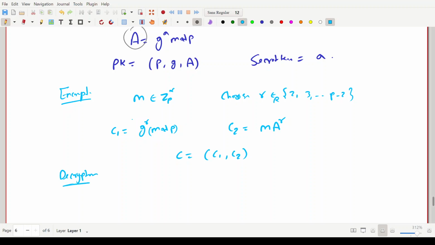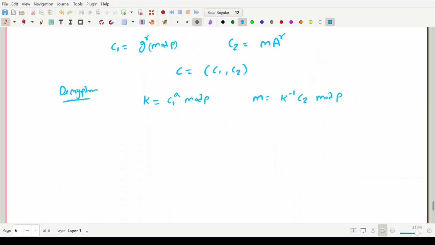In the case of decryption, you first calculate a key. What is this key? That is C1 raised to A modulo P, and then the message can be calculated as M equal to K inverse C2 modulo P. And if you check the correctness of the decryption, it is very easy.